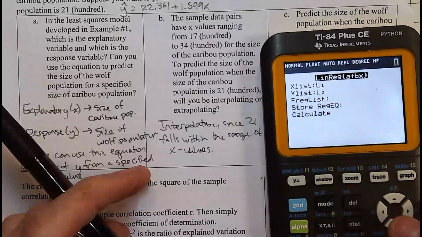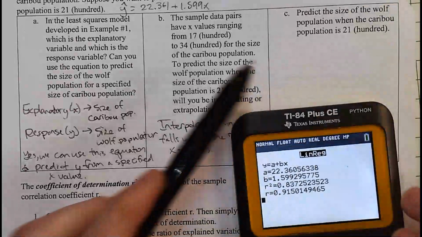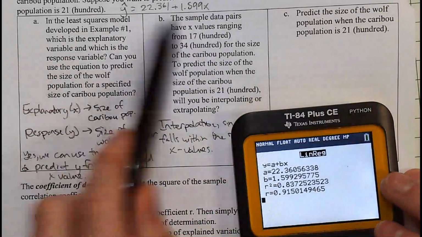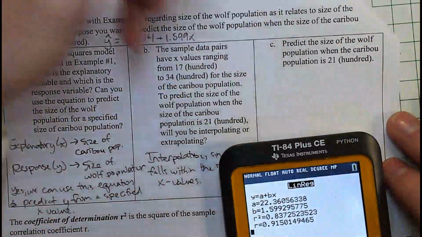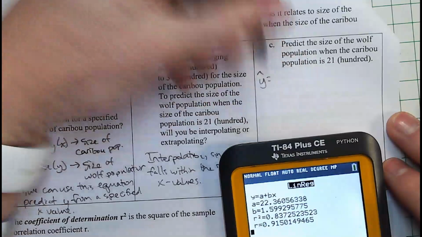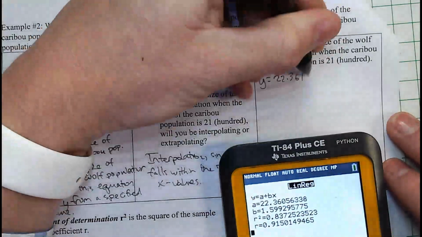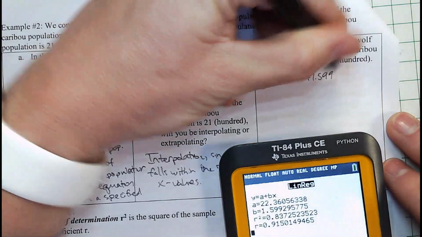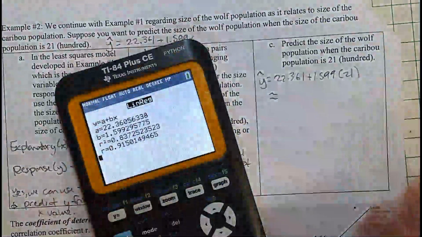Okay, so now let's look at the next one, which is not going to be that bad. Predict the size of a wolf when the caribou population is 21. You're just using the equation here, and you're plugging in 21 as the caribou, so 21 is your x. So y hat equals 22.361 plus 1.599 times x, and you just plug 21 into the equation. Plug it into the model.